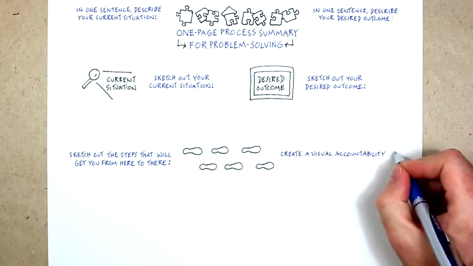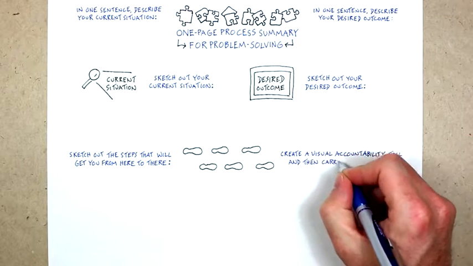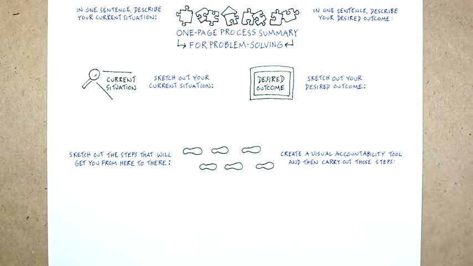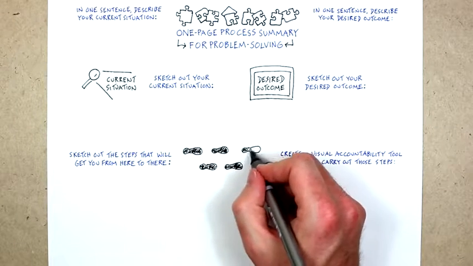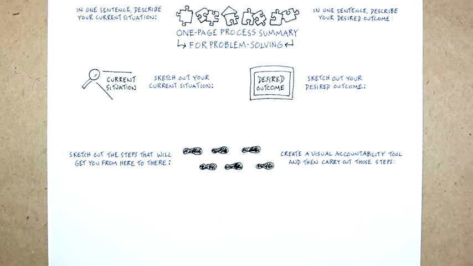Once you feel good about the steps that you have in place, create for yourself a visual accountability tool, something that will keep you on track while carrying out those steps. The danger once you begin walking is to lose sight of the bigger picture. Your visual accountability tool will make sure that doesn't happen. Use it as you carry out those steps.